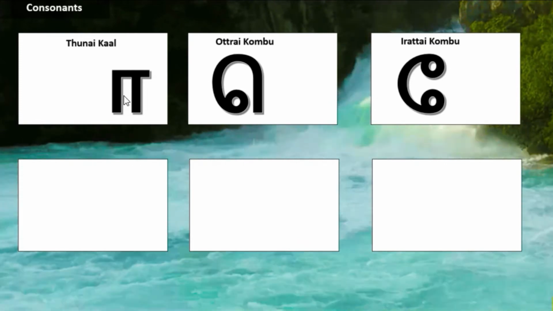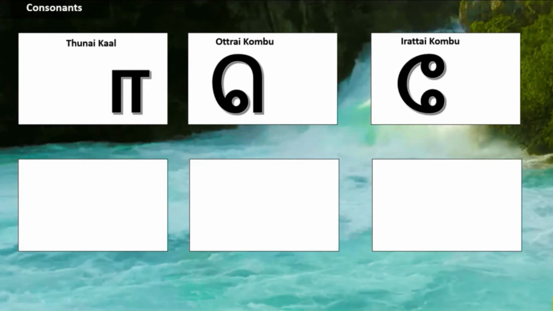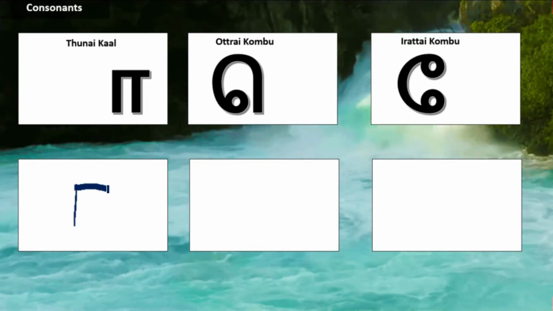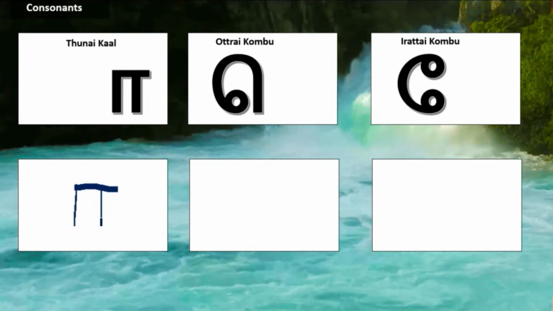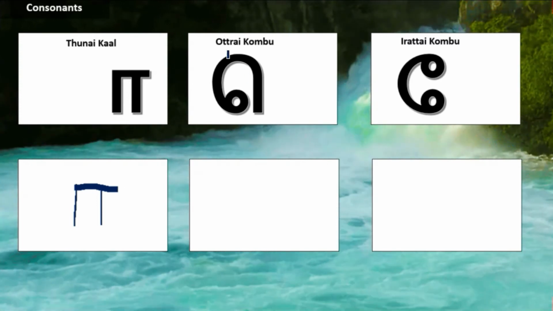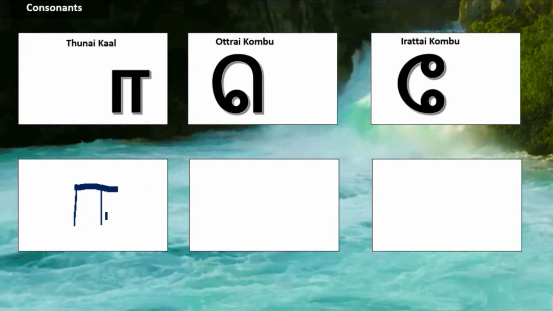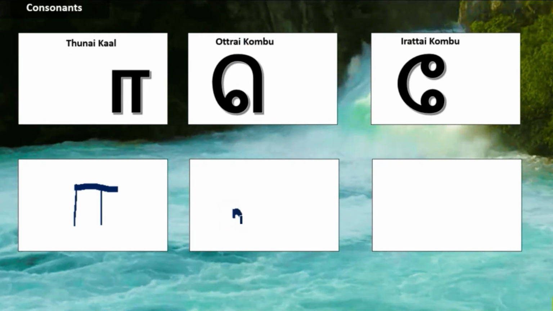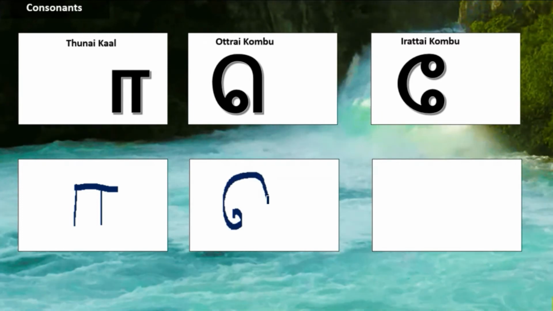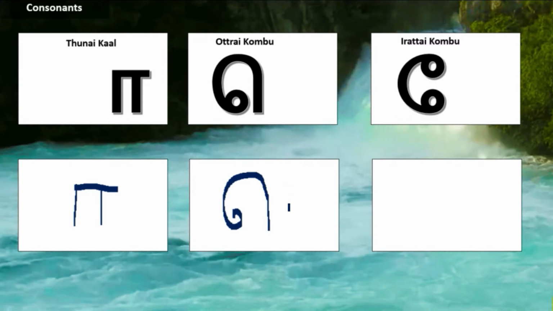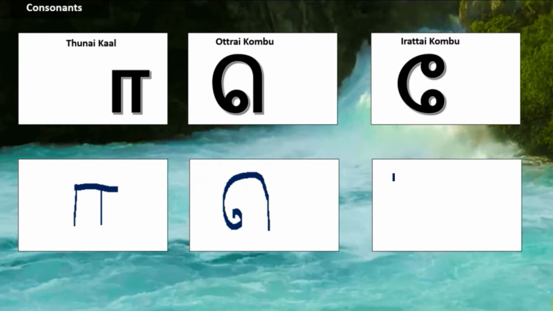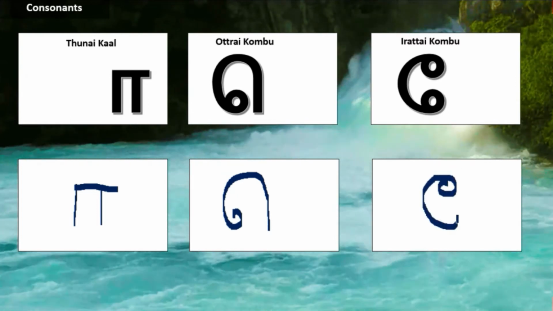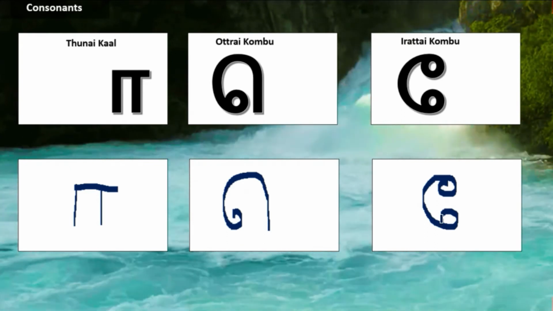How to write this துணைக்கால்? We have a vertical line, then a horizontal line at the top and another vertical line going downwards. So this is துணைக்கால், something like an inverted tin. For ஒற்றை கொம்பு, we start with a small circle, then the arc going upwards, then again going downwards. So this is ஒற்றை கொம்பு. For இரட்டை கொம்பு, we start with a small circle and draw a semicircle, then again a small circle ending. So this is இரட்டை கொம்பு.